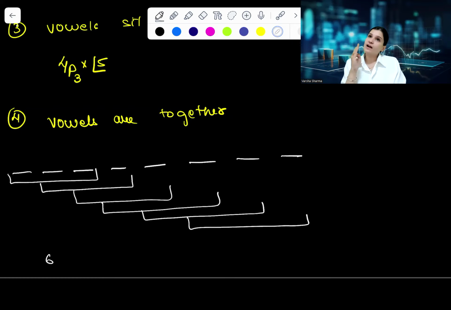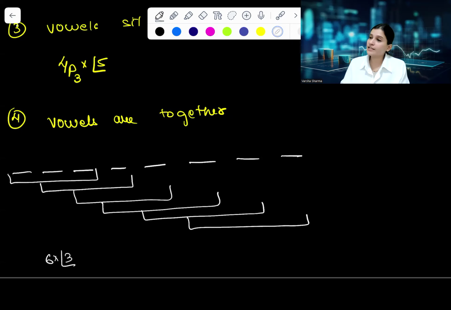But it's still not done. Suppose the vowels are sitting in the first three places. Now they will fight over who will sit first, who will sit in the middle, who will sit third. So they have to be together, but we never discussed who will sit where. Among those three, how will they arrange? A, E, I, or E, A, I, and so on. So how can three vowels arrange among themselves? 3 factorial. Now this is complete for vowels. So vowels can sit in 6 possible situations, and in each of these situations, there are 3 factorial ways to arrange among themselves.